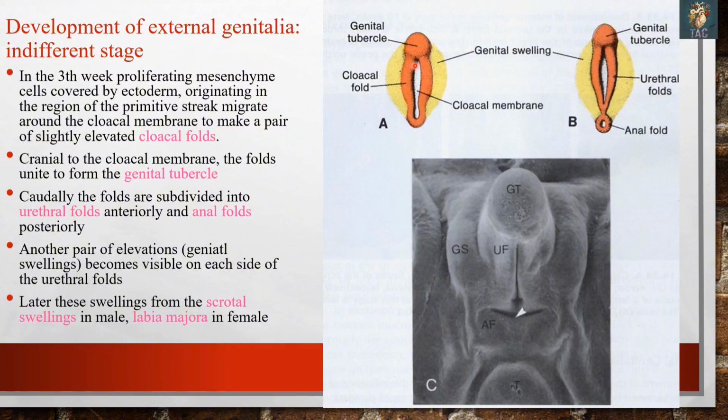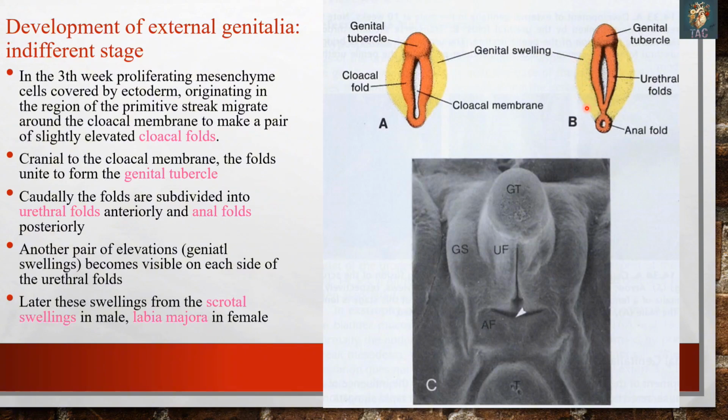Then these cloacal folds, cranial to the cloacal membrane, unite over here, and they form a swelling called the genital swelling or genital tubercle. Caudally, the cloacal folds are divided into the anterior urethral fold and the posterior anal fold. In this diagram, you can see the folds cranially unite to form the genital tubercle, and then the cloacal fold divides into the urethral fold and anal fold. The junction between the two folds, you can see over here, will later form the perineal body.